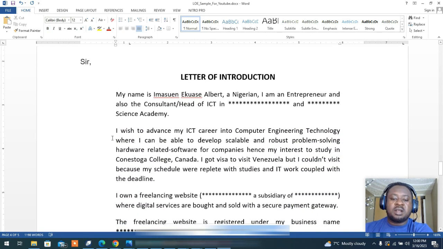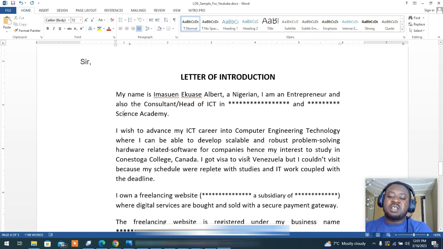The next paragraph I say I wish to advance my ICT career into computer engineering technology where I can develop scalable and robust problem solving hardware related software for companies, hence my interest to study in Conestoga College, Canada. I got a visa to visit Venezuela, but I couldn't visit because of my schedule, because my schedules were replete with studies and IT work coupled with deadlines.